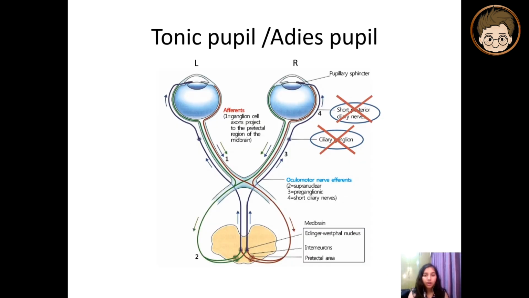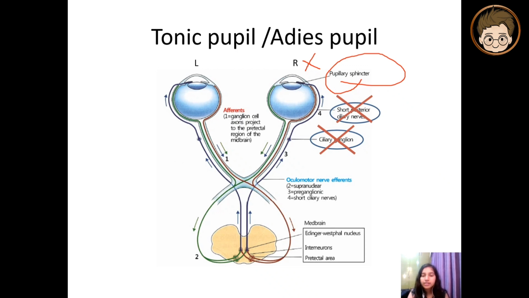Next is tonic pupil or Adie's pupil. In this defect, there is a defect in the ciliary ganglion or in the short ciliary nerves which supply the pupillary sphincter muscle. So what happens? The pupillary sphincter muscle is unable to constrict when light is shown onto that particular side. So here, the right side, there will be no light reflex present. That is, there is no constriction of this affected site.